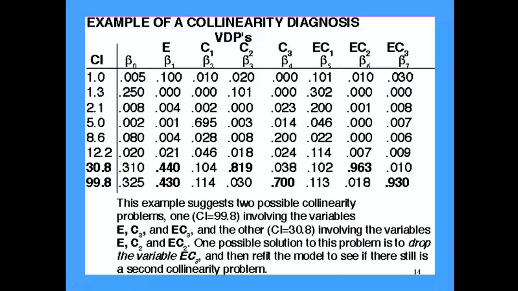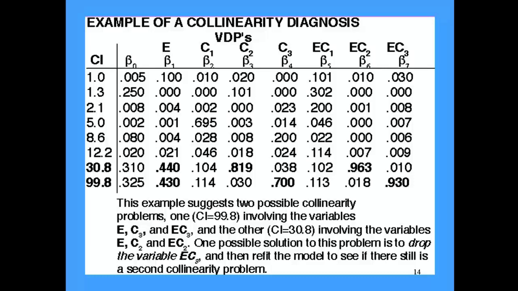So for every number of variables you have, you have the same number of condition indices. Big deal. The main thing you're doing is looking down this column for the largest one. The largest one here is 99.8. That number is in bold because, based on the research that Belsley, Kuh, and Welsch did, it would be considered high. That would indicate possible collinearity.